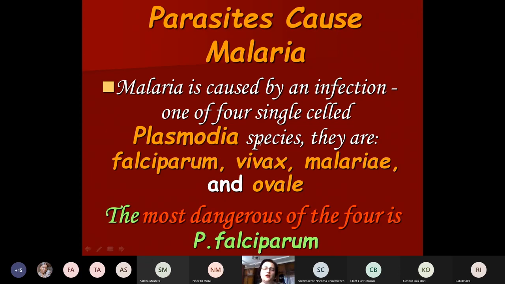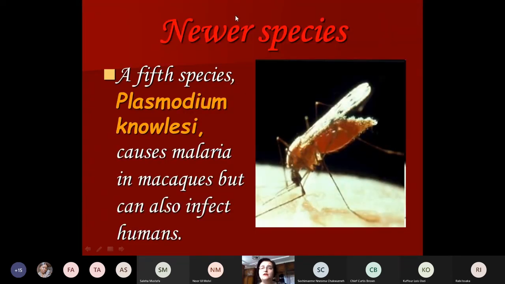Malaria is caused by an infection with one of 4 single-celled Plasmodia species. They are Falciparum, Vivax, Malariae, and Ovale. And one more, we will remember, but the most dangerous of these 4 is Falciparum. And a new species, a 5th species, Plasmodium knowlesi, causes malaria in macaques, but can also infect humans. It's like new proof that new species appear that can infect humans.